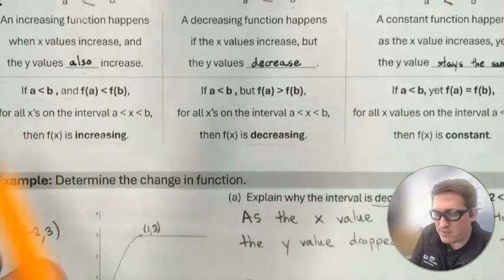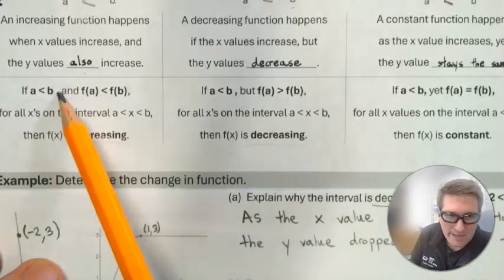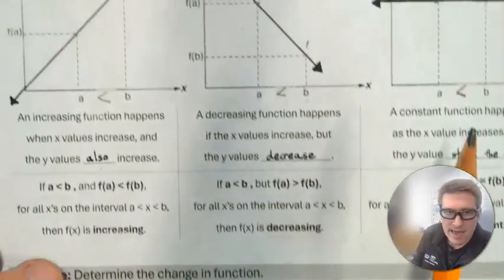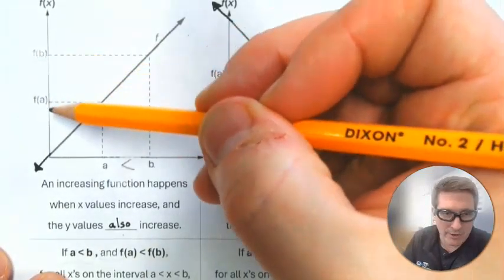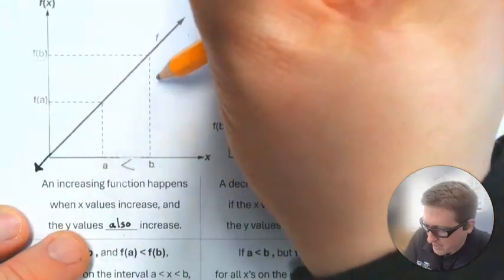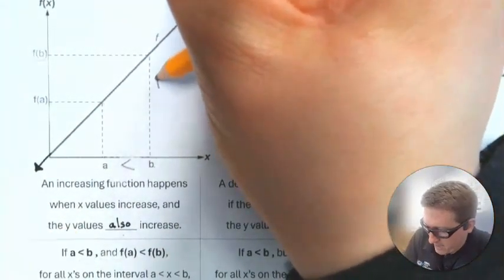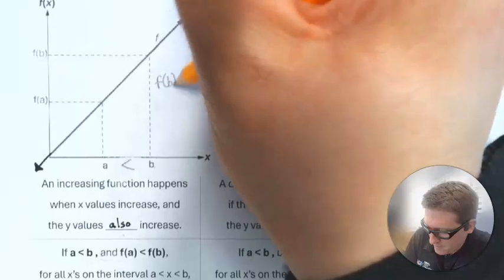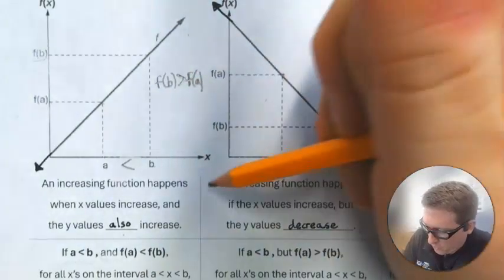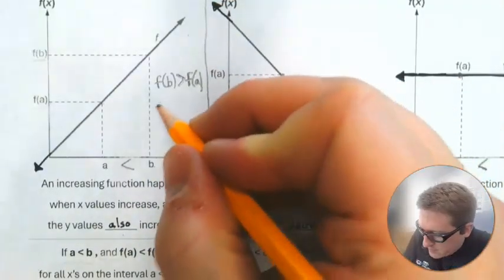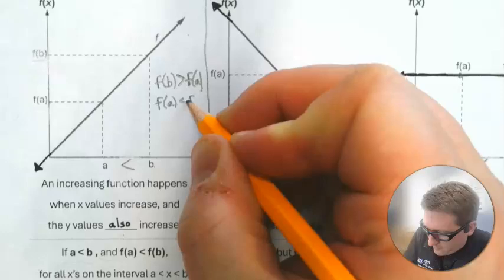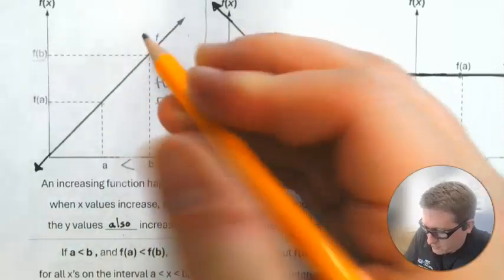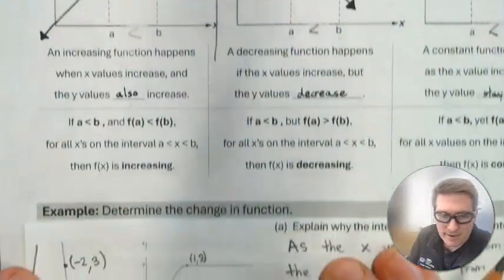That's a fancy way of saying that B is to the right of A. Okay. Now, look here. Obviously, f of B is higher than f of A. So for this scenario, I can write that f of B is greater than f of A, or, I'm going to draw a line there so I don't get confused, or f of A is smaller than f of B, right? So either of these are true. So that's what it's saying here.